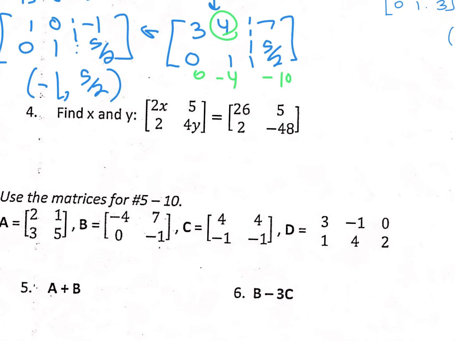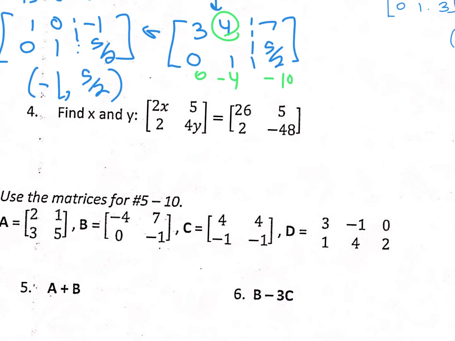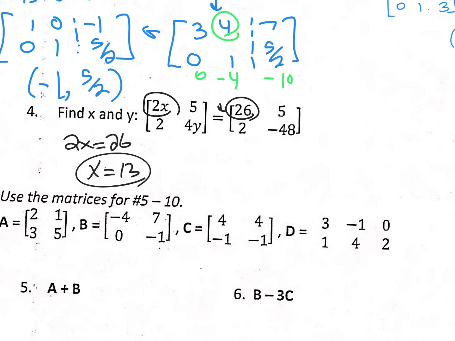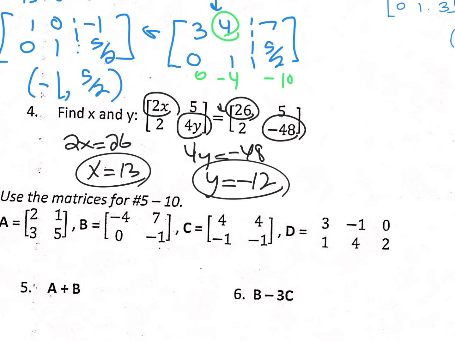Number 4 says find x and y. Don't forget on these that the 2 matrices that are equal must be the same size, and every element, every number inside, must be the same. So that 2x has to be 26. So if 2x is 26, that means x is 13. There's the x. And that 4y must equal -48, which means y is -12. All there is to that one.